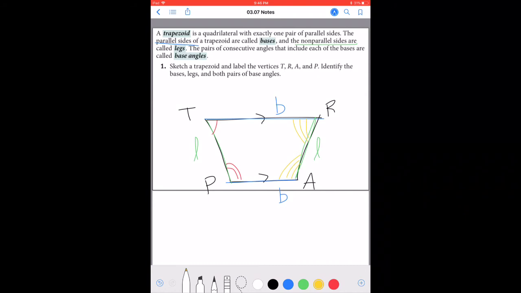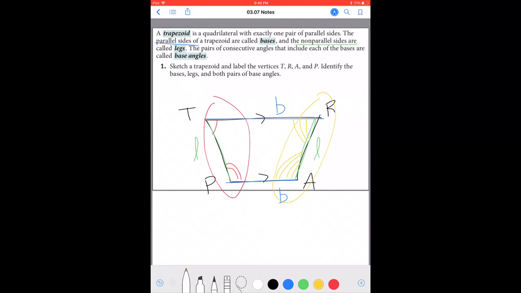Notice how I'm using different numbers of arcs because we don't know anything yet about if there's any relationship between these base angles. Alright, so again, here is one pair of base angles, and here's the other pair of base angles. This is different from how it was in our isosceles triangle. We said the base angles were on the base, but now we're learning that the base angles are on the leg.